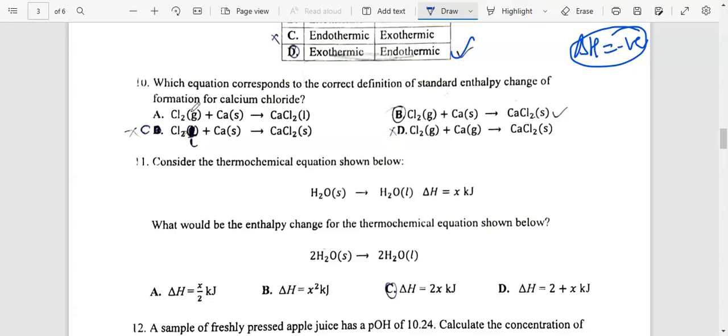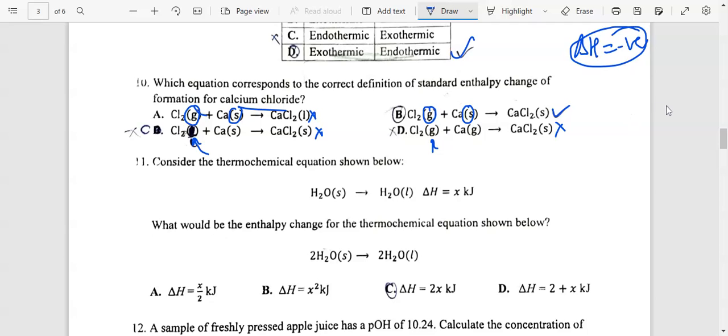Here you can look at the state symbols. Gas is correct, solid is correct, but this isn't liquid. Here chlorine is a liquid, of course that's not true. For B, gas, solid, solid, this is okay. And for the next one, chlorine is a gas, but calcium is not a gas, so that is not it. So the option is B.